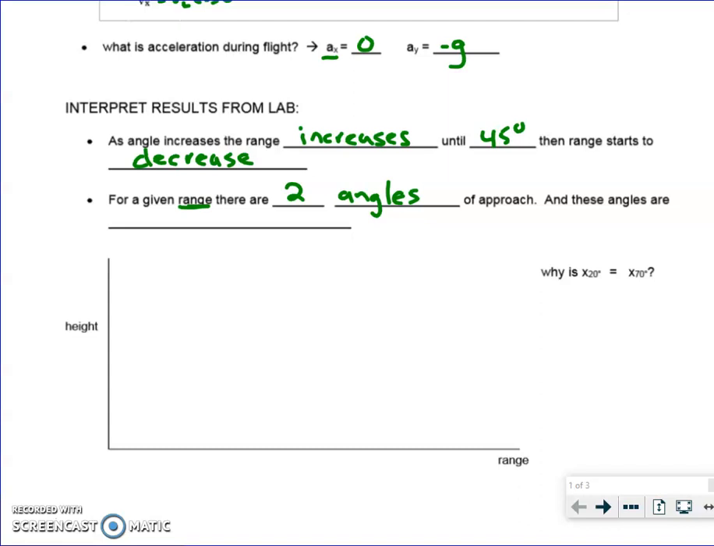Let me draw this graph here. Here is range. Here is theta, okay? And what you found is something like this, where the peak was at 45 degrees. What I'm talking about now is if I want to go, let's say this far, I can take a low angle and I can take a high angle. And there's a relationship between those angles. They are complementary.